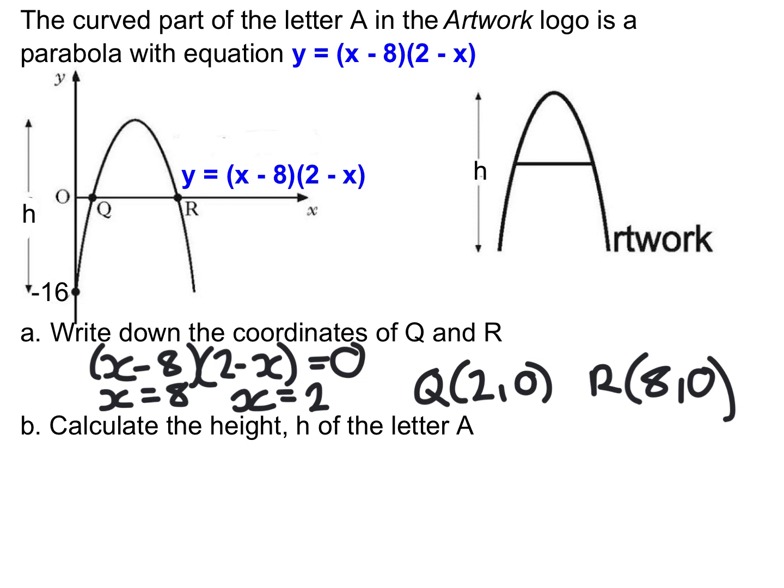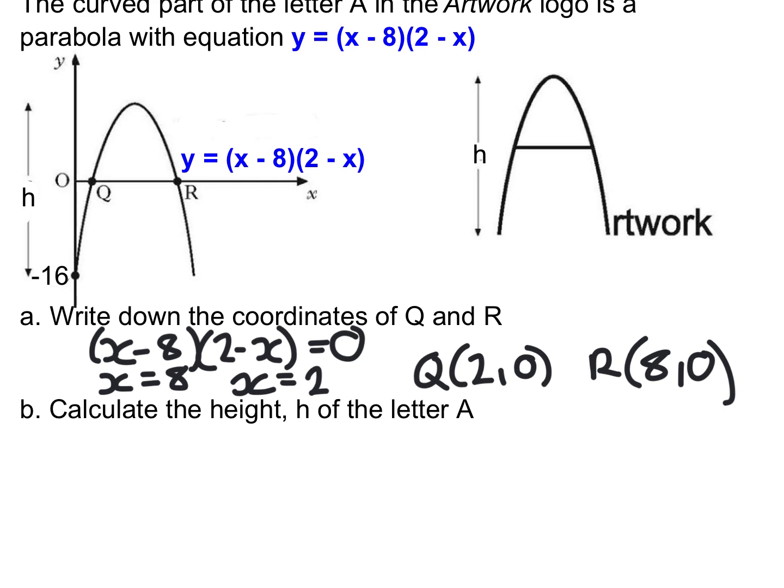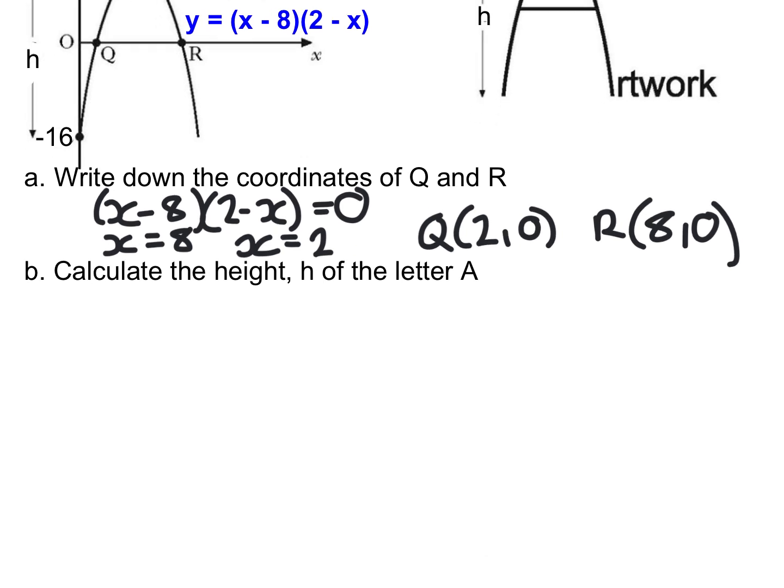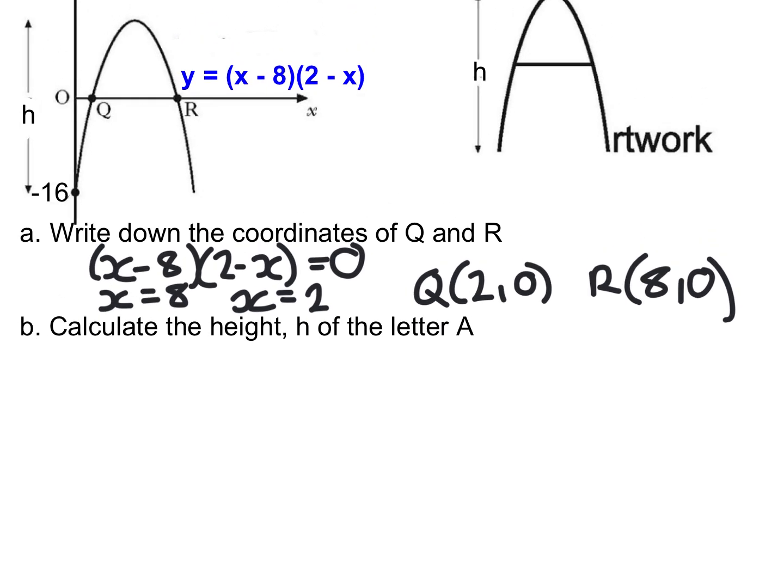It's not just asking for the roots here. You have to write them as proper coordinates. You won't get the full mark, I'm afraid. Part B says calculate the height, h, of the letter. Again, it's just asking you for what's the maximum height. It's asking you essentially to get the turning point, and then there's an extra wee bit to do, but I'll come back to that. So first thing I'm going to do is start finding the turning point. Now you know that these roots here occur at the numbers 2 and 8.